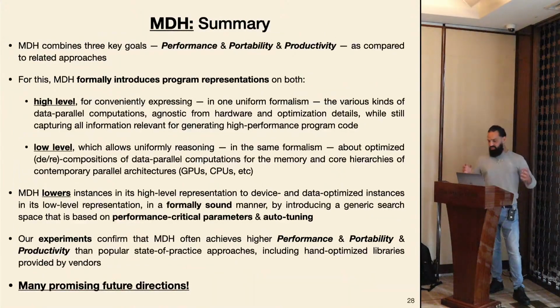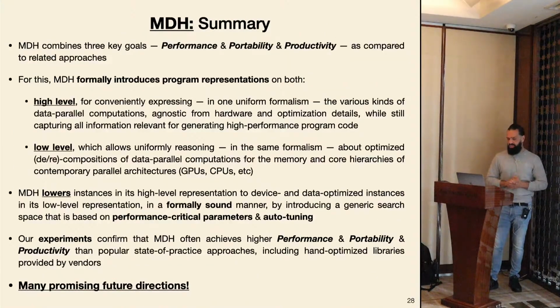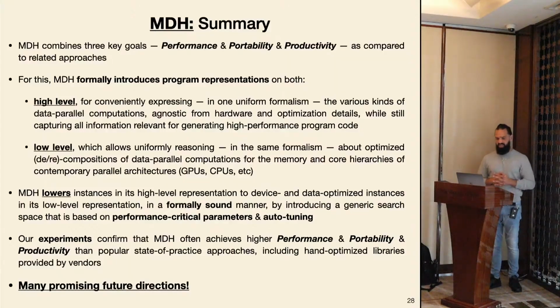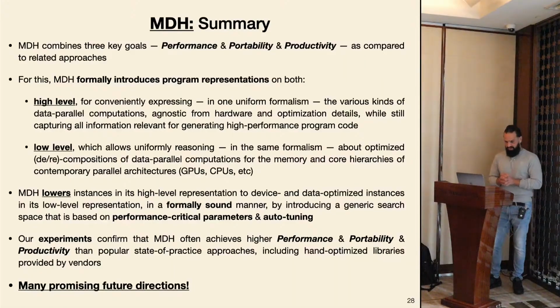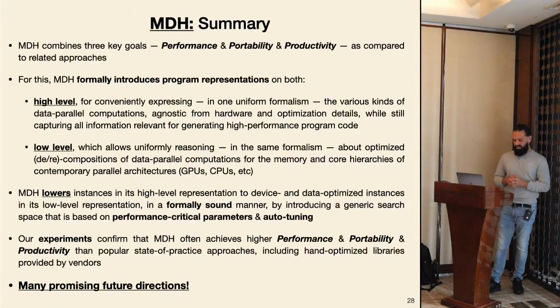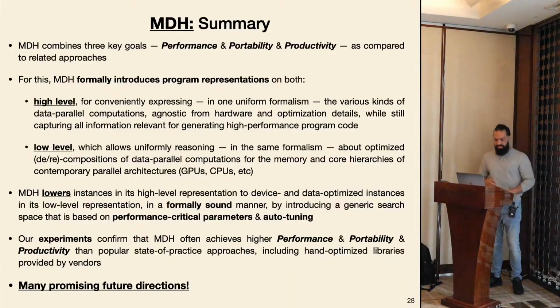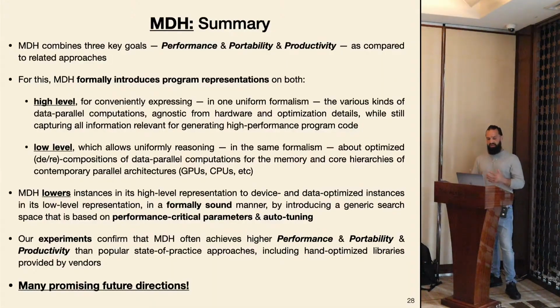And yeah, that actually brings me to the summary about MDH. So I'll make it quick. So MDH's 3 key goals are to achieve performance, portability, and productivity in one combined approach. And for this, MDH formally introduces program representations on both the high level and also the low level. The goal of the high level was to express data-parallel computations uniformly, fully agnostic of optimization and hardware details, while still capturing all the information that is relevant for generating high-performing code.